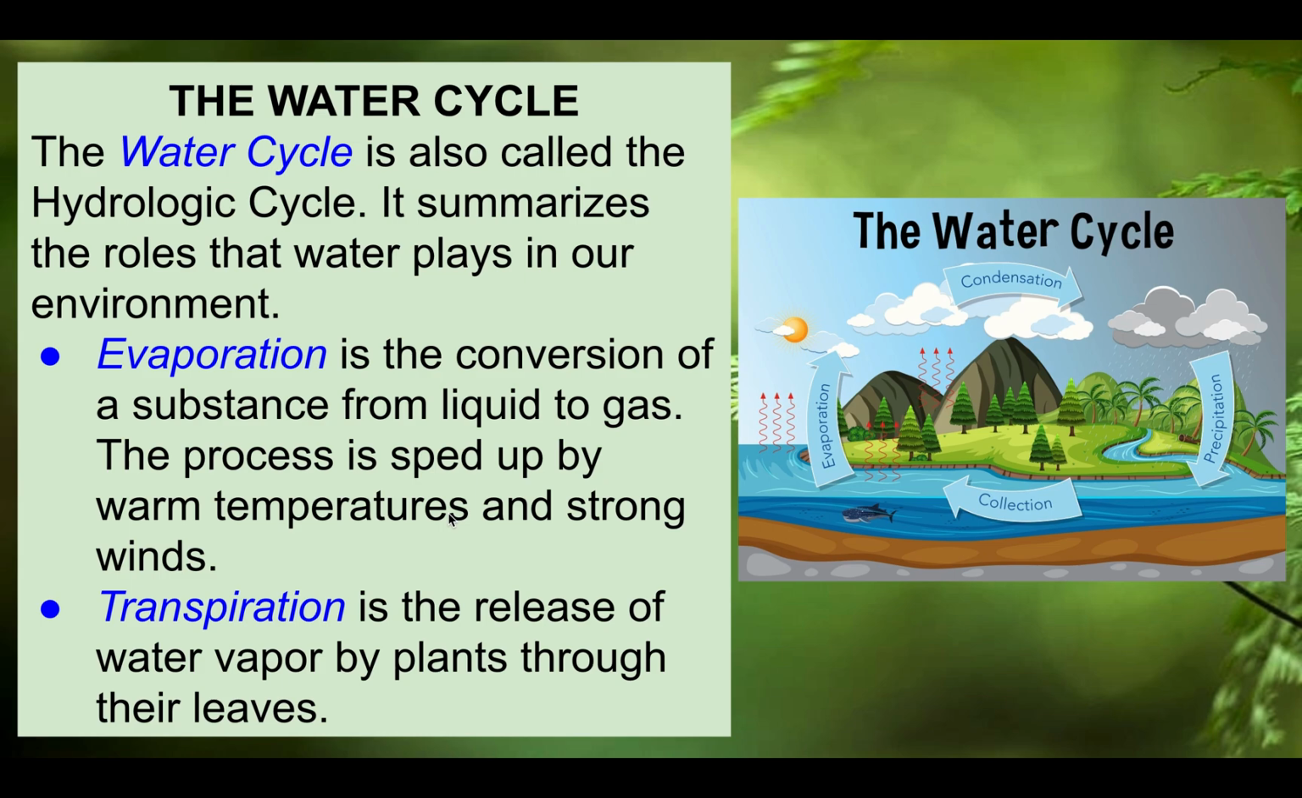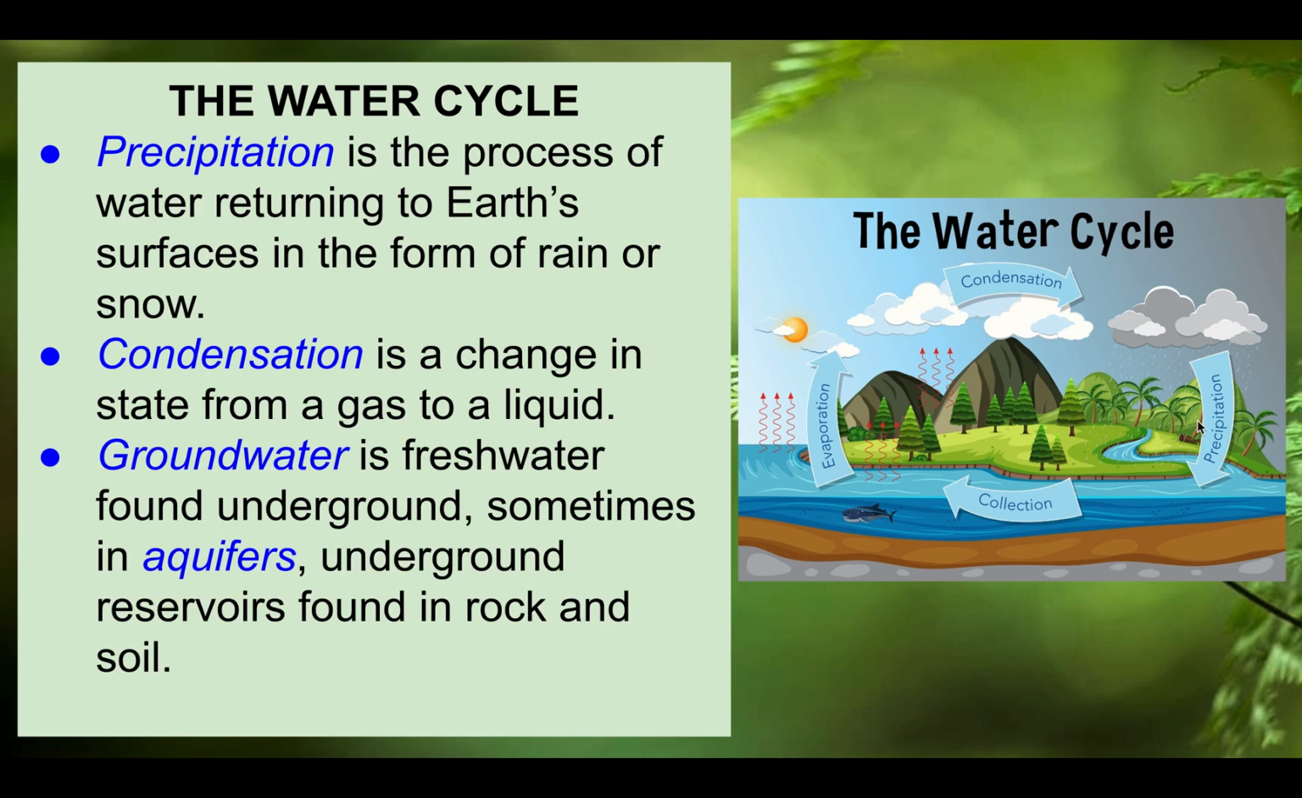Transpiration is the release of water vapor by plants through their leaves. Precipitation is the process of water returning to the Earth's surface in the form of rain or snow. And condensation is a change in the state from gas to liquid. Groundwater is fresh water found underground, sometimes in aquifers, underground reservoirs found in rock and soil.